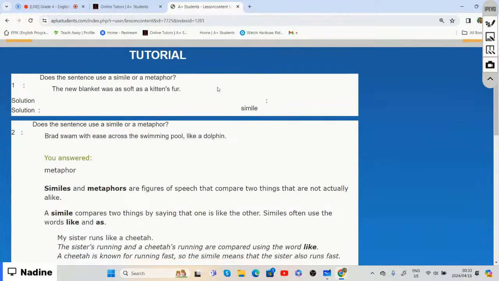All right. So that first sentence we said is a simile, because we use words like "as" or "like" in there. Currently we're using the word "as", and we are comparing the new blanket to how soft the kitten's fur is.